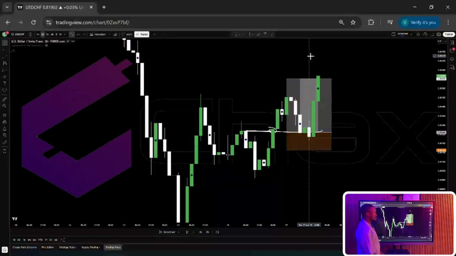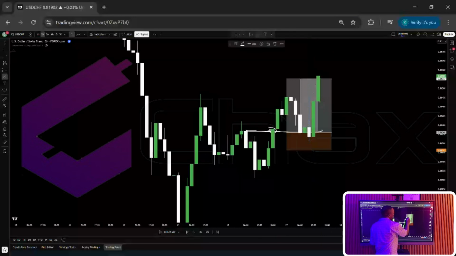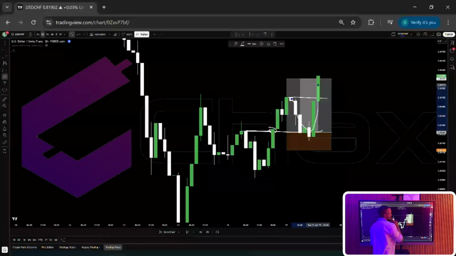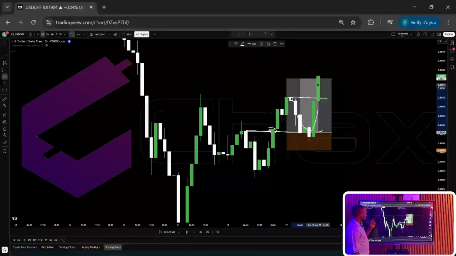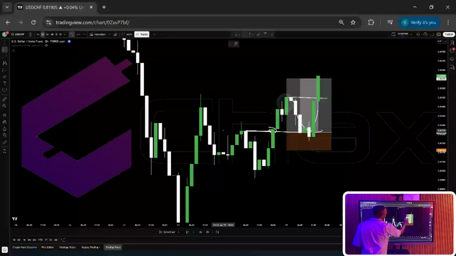Price gave us what? Another break. We have a new V-shaped expansion. Remember what I told you? I only want to get in when I have what? An imbalanced price action.